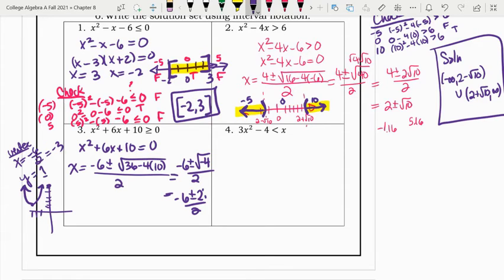So where is this thing greater than or equal to 0? If we're choosing test points here, let's just test 0. Is 0 plus 0 plus 10 greater than or equal to 0? That's true. So if 0 is true, then everything is true. So my solution is everything, which means negative infinity to infinity.